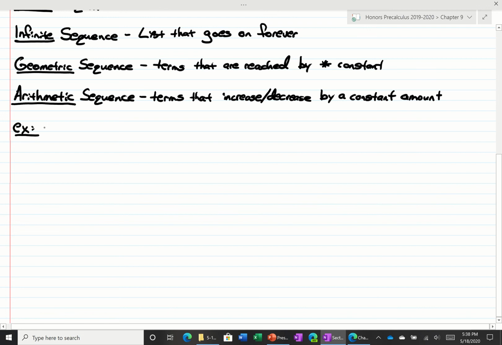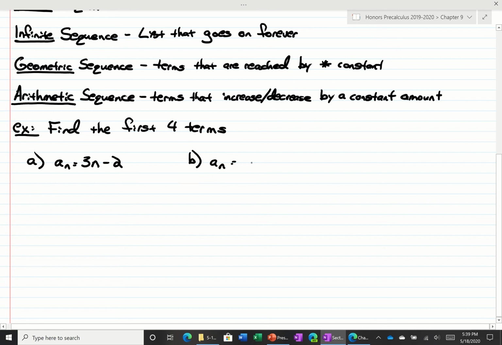So for example, let's find the first 4 terms of these 3 sequences. A sub n is equal to 3n minus 2. A sub n is equal to negative 1 to the nth power over 2n minus 1. And then the third will be a sub n is equal to 3 plus negative 1 to the nth power.